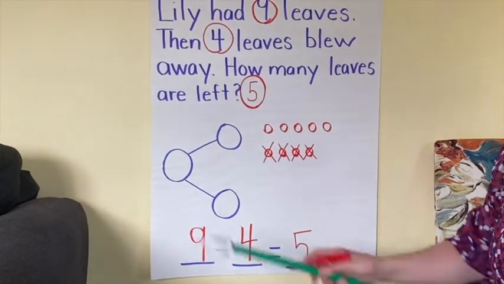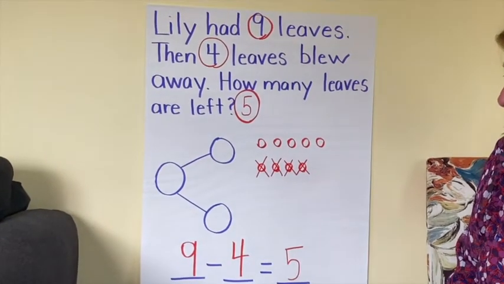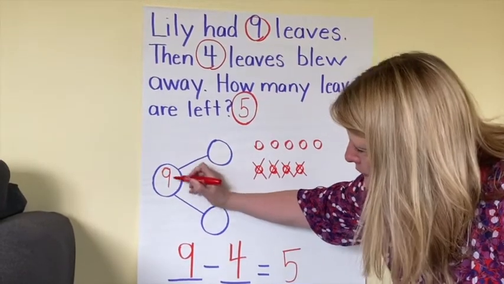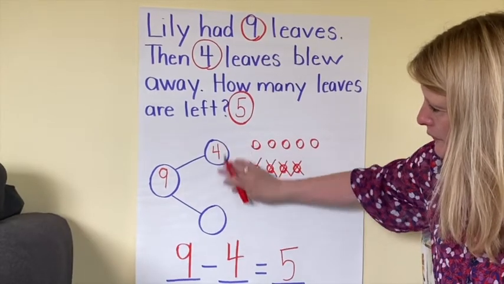Now go ahead and draw your number bond. Pause me if you need to. And how would you complete it? Well, the whole would be here, 9 leaves. What are the parts? A 4 and a 5.